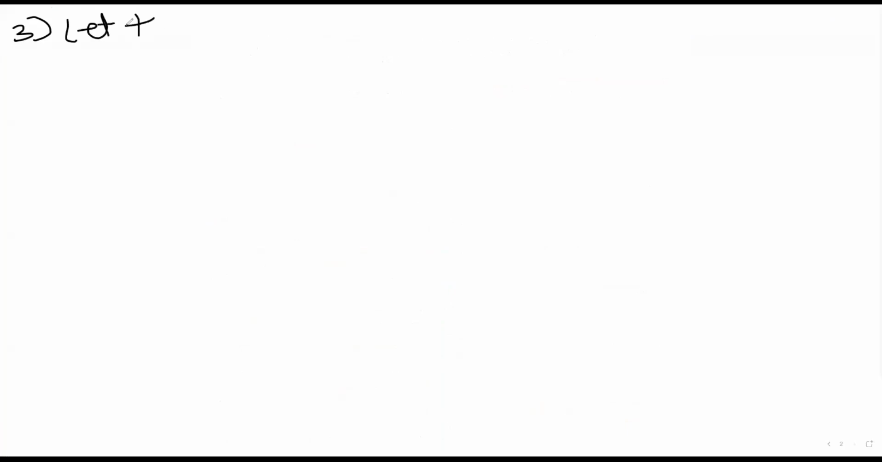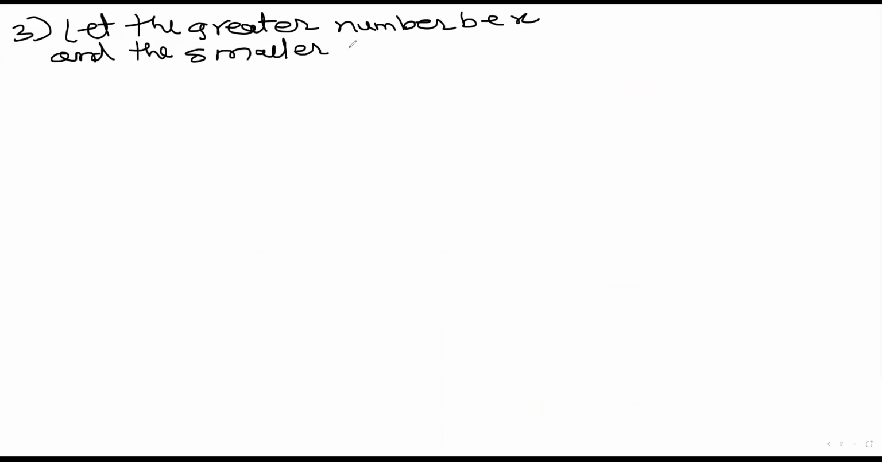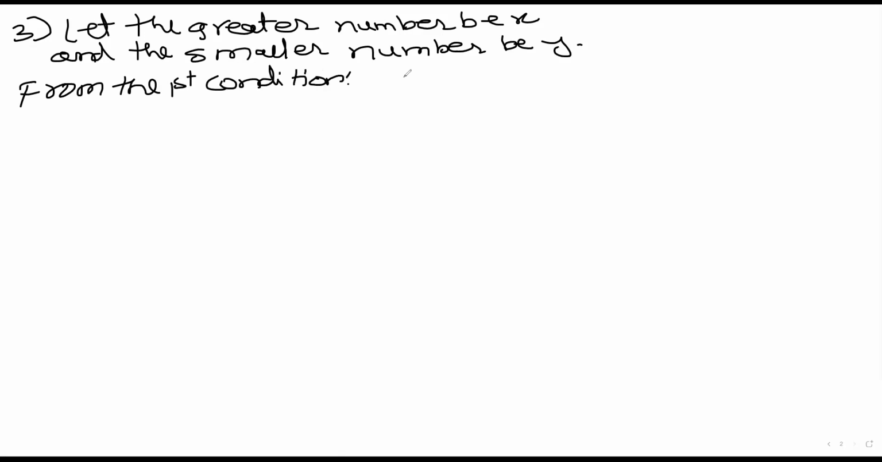Okay, so let the greater number be x and the smaller number be y. When the greater of the two numbers increased by one divides the sum of the numbers. So from the first condition, see English: when the greater of the two numbers is increased by one, that is x plus 1, it divides x plus y, the sum of the numbers. The result is 3 upon 2. Okay, so x plus y upon x plus 1 is equal to 3 upon 2.